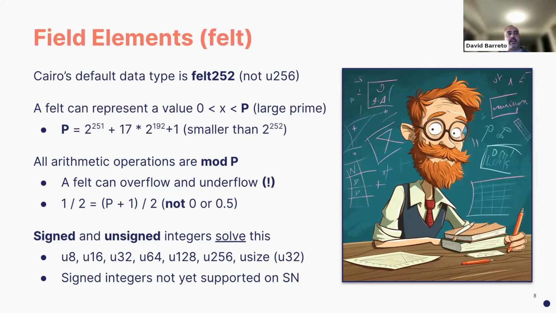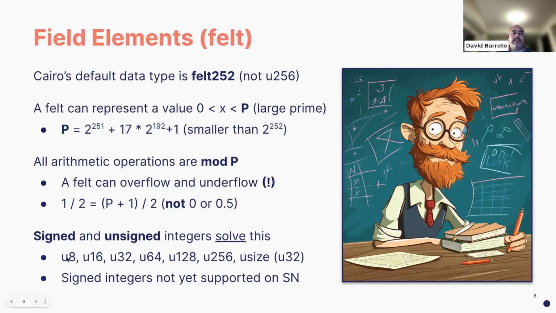An unsigned integer and a signed integer actually don't have issues with overflowing. If you try to add more than it can hold, it will stop the execution with an error, and the same with underflow. Also, integer division works the way that you would normally expect.